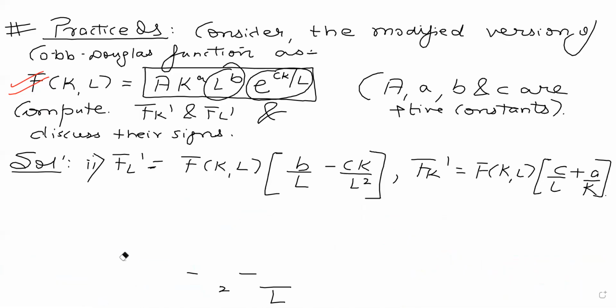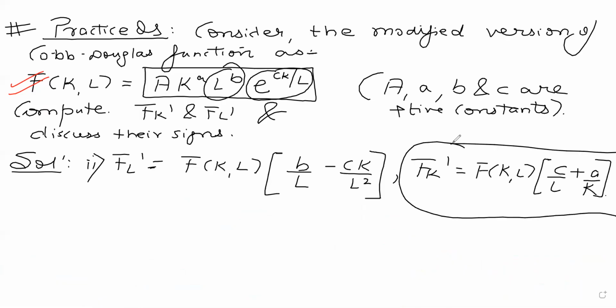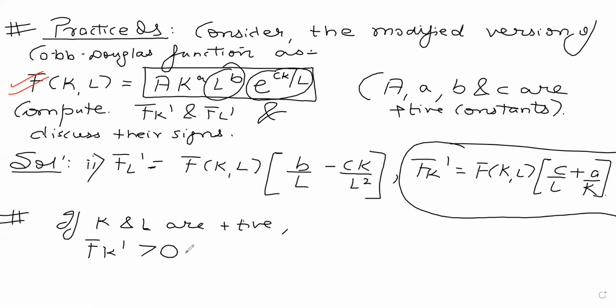Okay, so now let us discuss their signs. So let's first talk about FK dash. K and L are anyways positive. If K and L are positive, you will observe that FK dash is anyways positive, because we know that output is always positive. We are given that capital A, small a, B and C are all positive. So these are all positive. If my capital and labor are also positive, my FK dash is anyways positive.